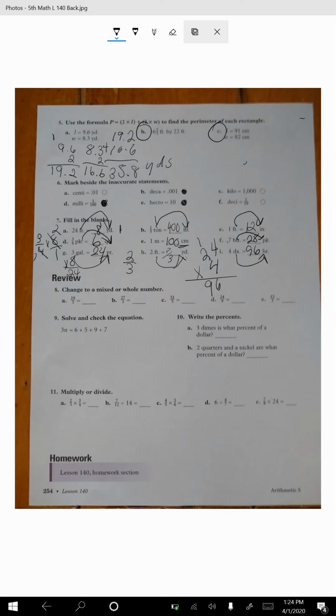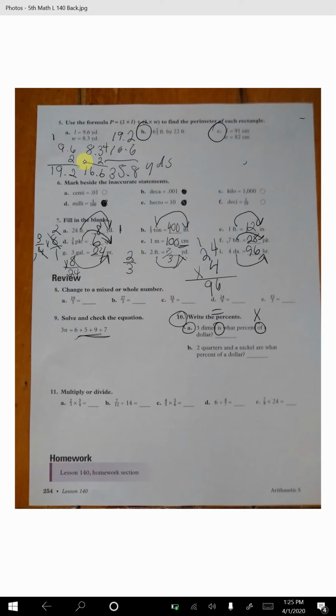Everything down here you should be able to do. Look at number 9, just real quick. What do you think you should do first down here? Yep, add all these up. And then this is 3 times n. What's the opposite of 3 times n? Divided by. So you divide both sides by 3. Over here, number 10, write the percents. Remember what I taught you? Is means equal, of means multiply. If you're missing part of a multiplication problem, you divide to find the answer.